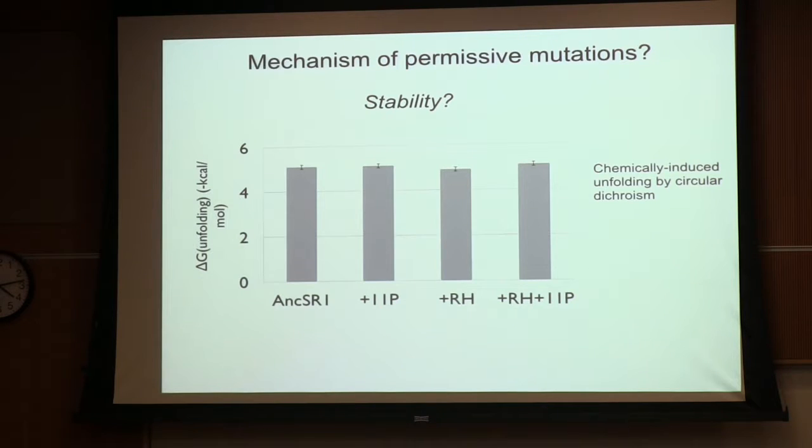Okay. So how did they do this job? Well, yesterday I talked about this model for permissive mutations, the idea being that function switching mutations may destabilize proteins, so permissive mutations might confer excess stability on them, allowing destabilizing mutations to be tolerated. So we tested that by measuring the denaturant induced unfolding. The 11P, the RH substitutions have no effect on stability. So that's wrong.